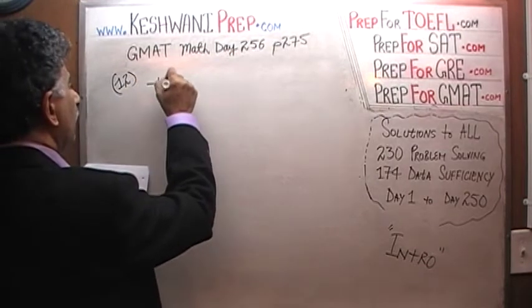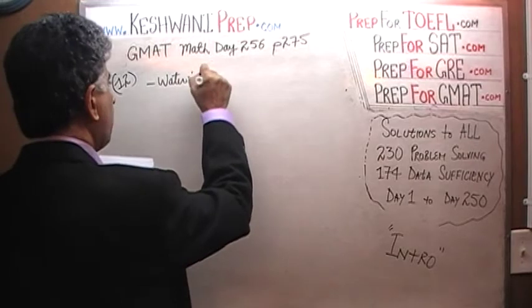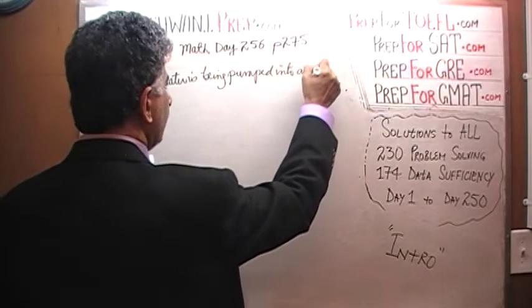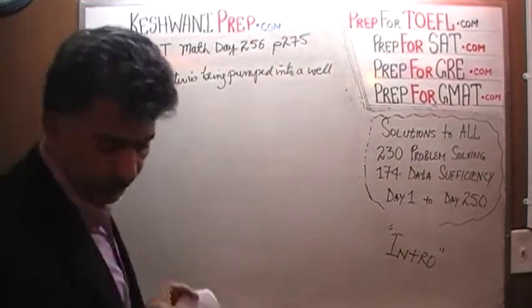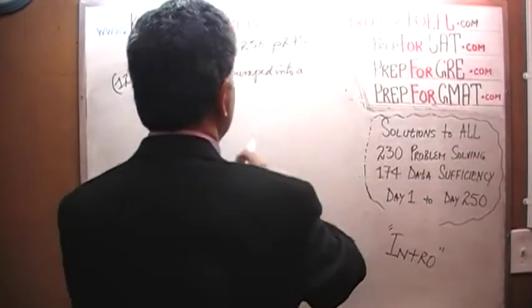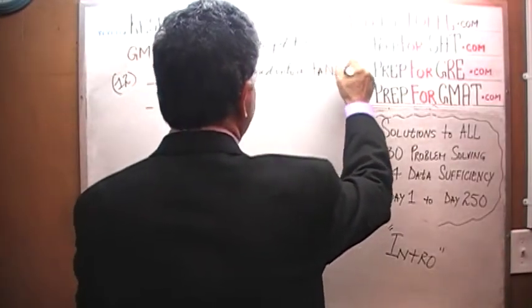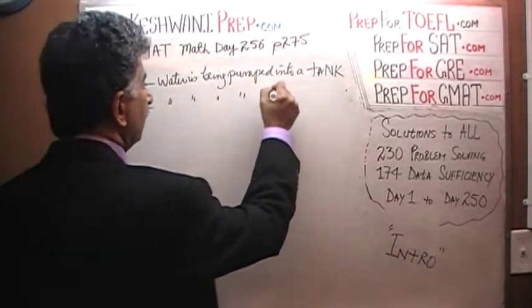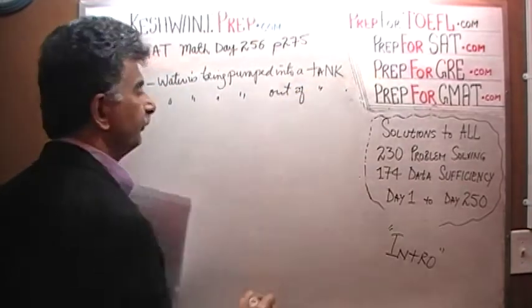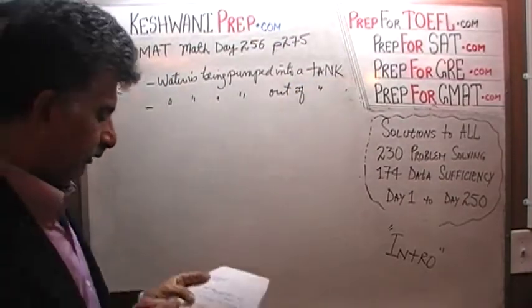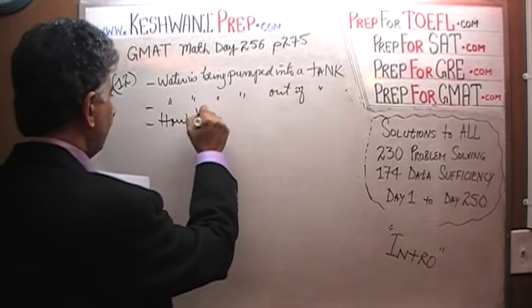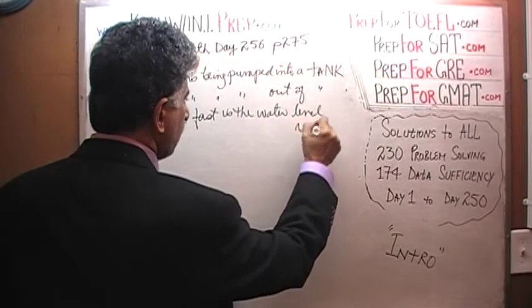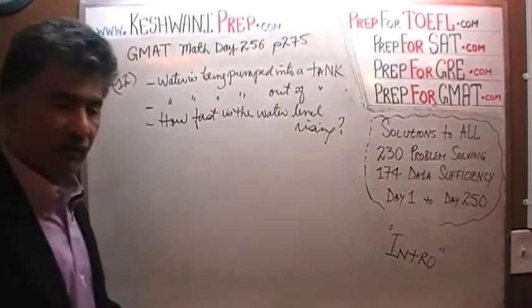Number 12, we are told that the water is being pumped into a well, or rather in a tank. One does not pump the water in the well. And there's a limit to insanity, you understand? And water is being pumped out of a tank. So there is an inflow and there is an outflow, they're telling us. Then the question simply is, how fast is the water level rising? How fast is the water level rising?